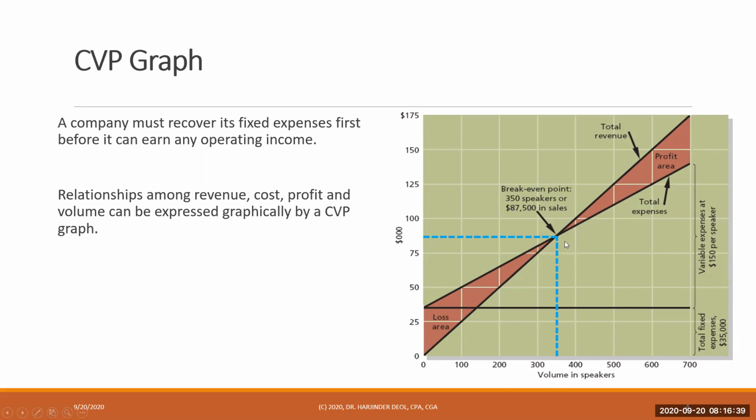For this company, the break-even point occurs at 350 speakers sold, that's the volume, or in terms of sales, this is the midway point between 75,000 and 100,000, so $87,500. After this point, the company will be in the profitable area. So the more speakers sold beyond 350, the company will earn more profits. Now, in this course, in Accounting 3224, we are not going to be resorting to preparing graphs. Instead, we will calculate break-even point and other related computations in another way.